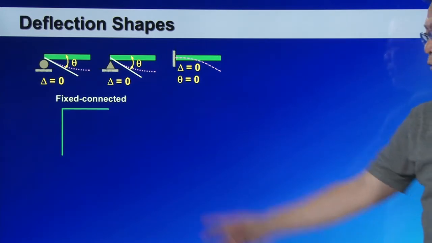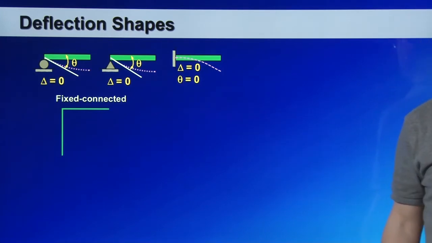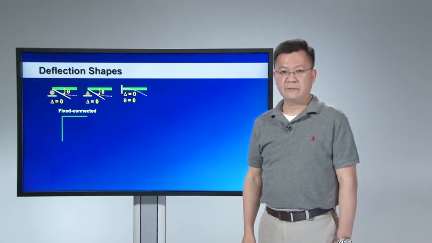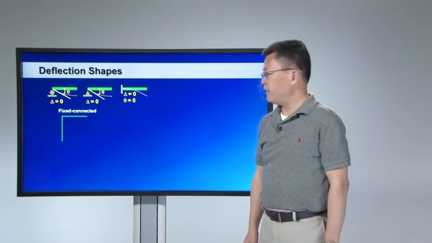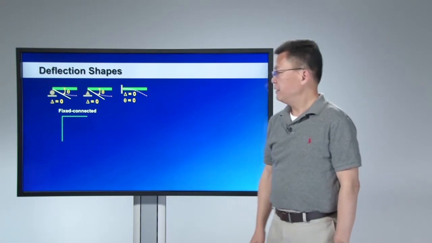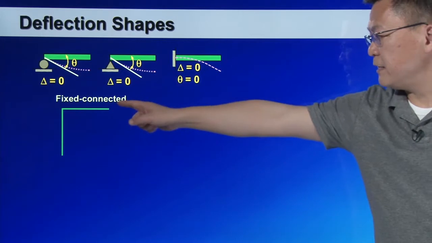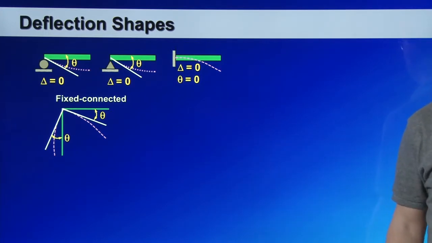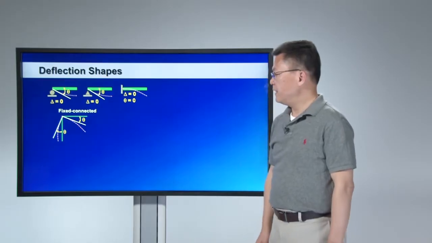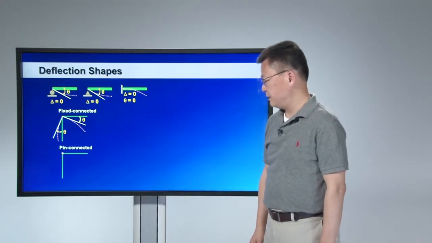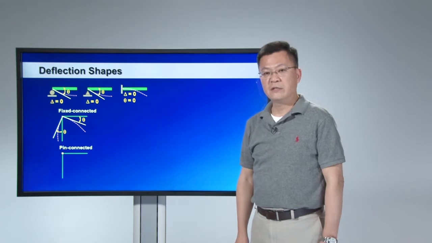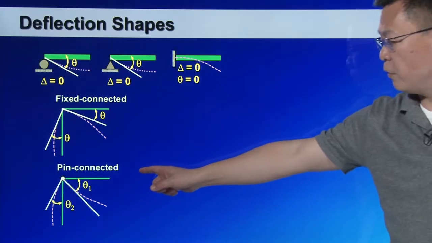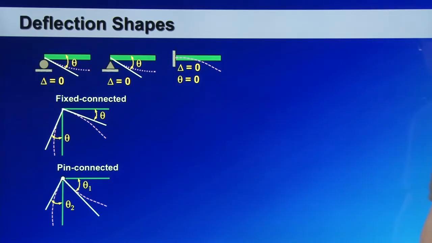Also, if you have two members connecting, it depends on how they are connected. If they are fixed connected, in this case a 90-degree fixed connection, then after deformations, the rotation angle for both components should be identical. On the other hand, if they are pin connected, after deformations, the rotation angles for both components could be different.